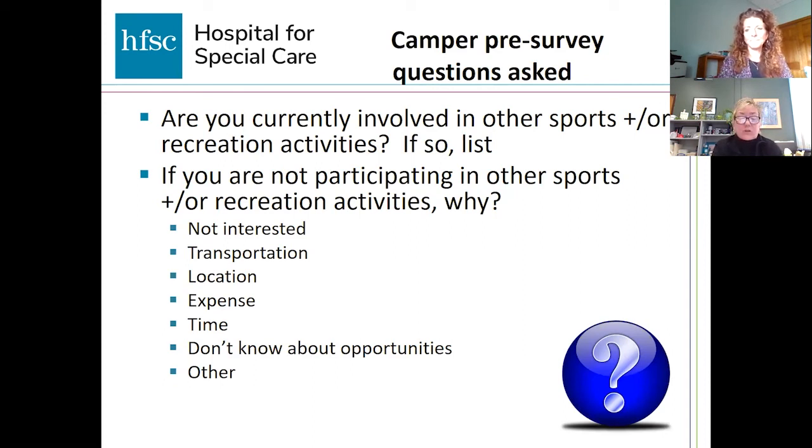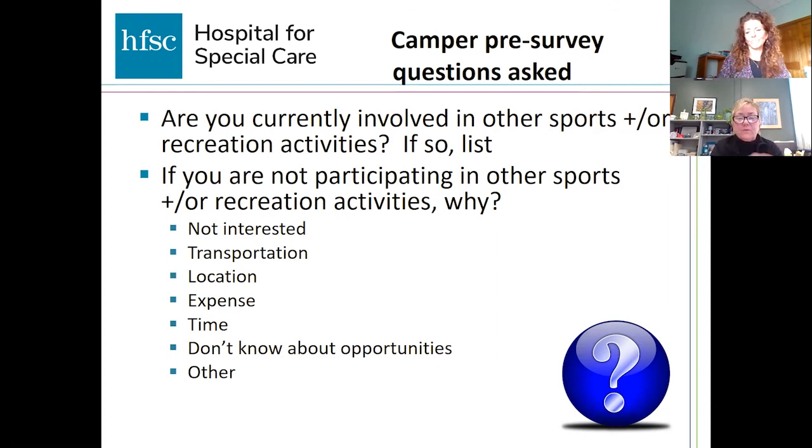Transportation is a big issue. Where would they find something? Timing, that something may take place after school, but they can't get there. Or the school bus won't stay and there is no late bus if a child with a disability wants to stay for an activity.